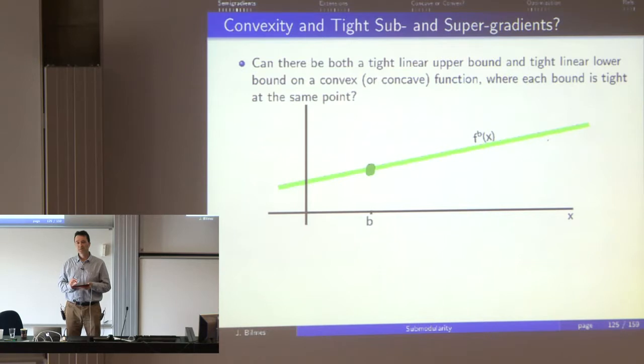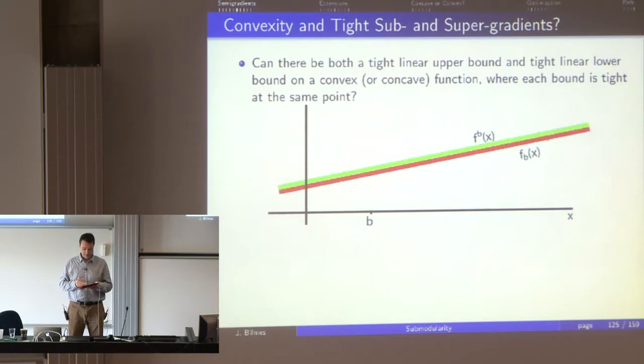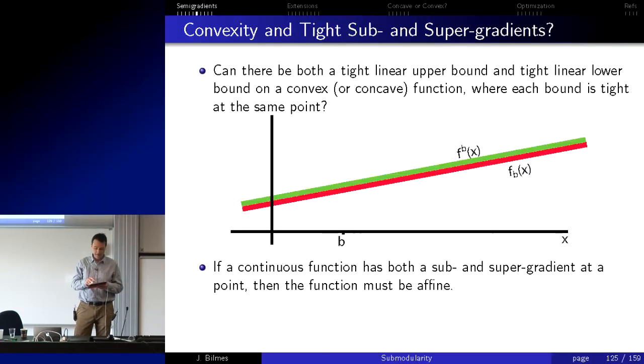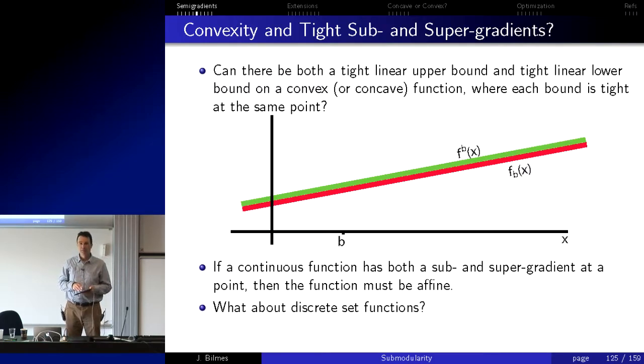And now what we want to do is have a subgradient that's tight at that function. That's a lower bound of the function that's tight, again, at that very same point. So what does that leave you between? There's only one function that can live within those two functions, and that's an affine function. So basically it's saying that any function in the continuous world that has both a tight sub and supergradient at any point must be an affine function. Right? But must that be also true of discrete functions?